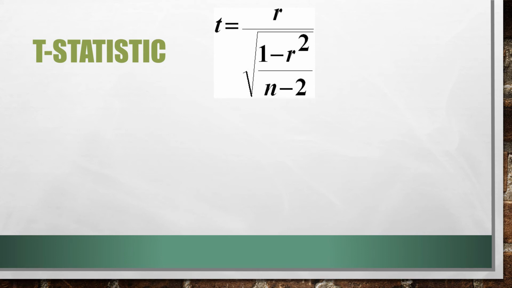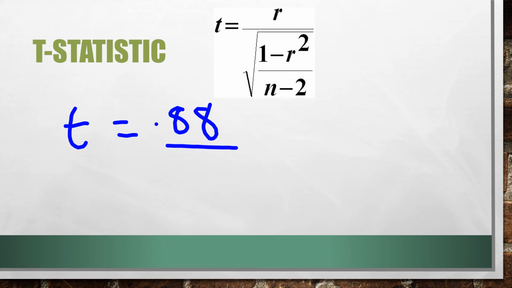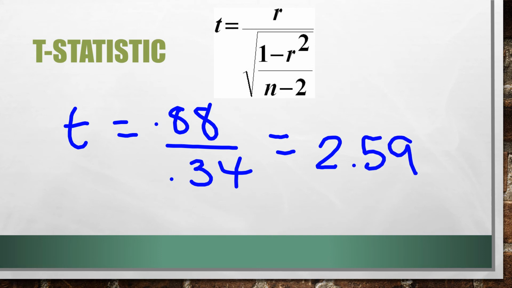So our top here was 0.88, our r, and then divided by the standard error, which we found to be 0.34. And put 0.88 divided by 0.34, and we get 2.58. And that is our t-statistic. And I'm going to round that up to 2.59 because it's 2.588.